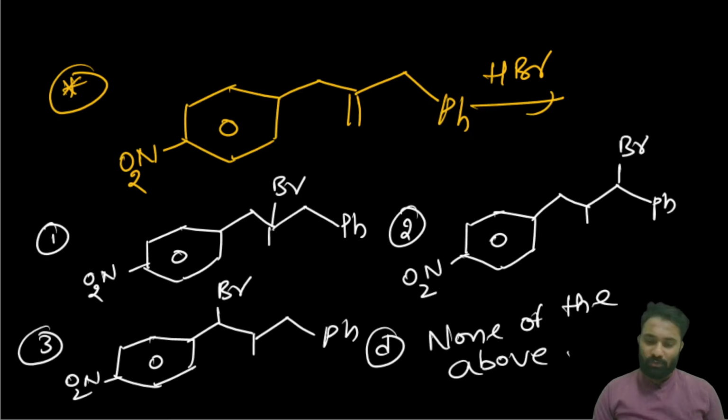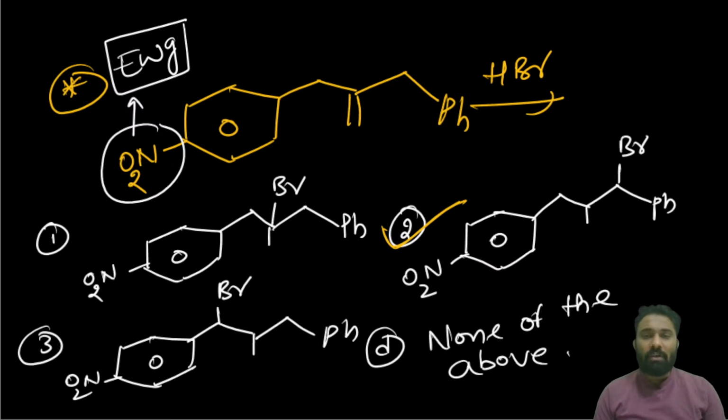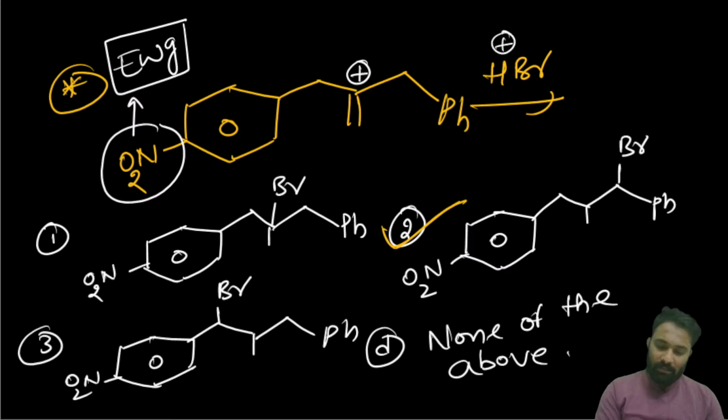Answer is 2. Why? Because here this is an electron withdrawing group. What will the electron withdrawing group do? See, here we already have the alkene. Here the carbocation is stable. First H plus will go and attack here. Then the alkene will convert into alkane.